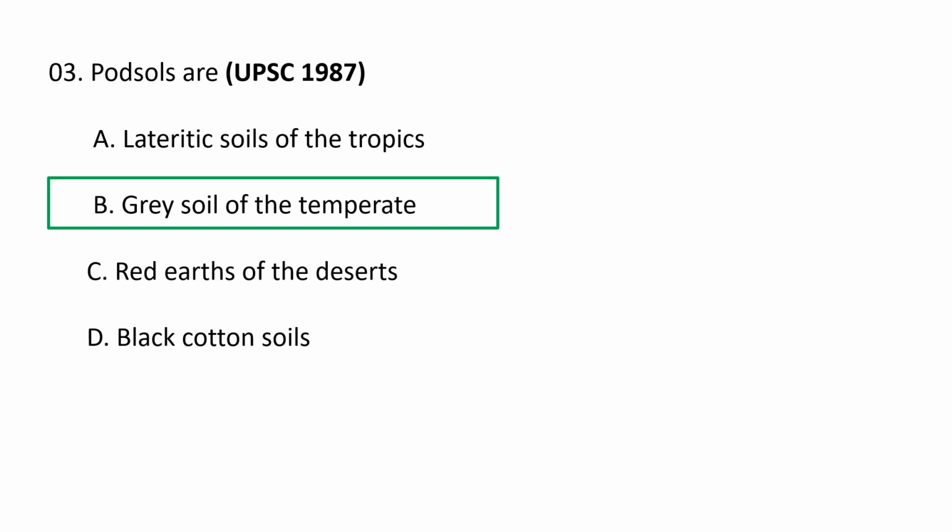Podzols occur in humid areas, in particular in boreal and temperate zones, but locally they also occur in the tropics. In soil science, podzols are the typical soils of the coniferous or boreal forests and also of the eucalyptus forests. So here podzols are the grey soils of the temperate regions. So B is the correct answer.